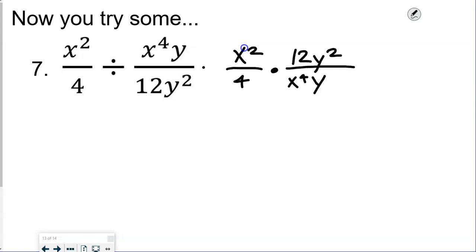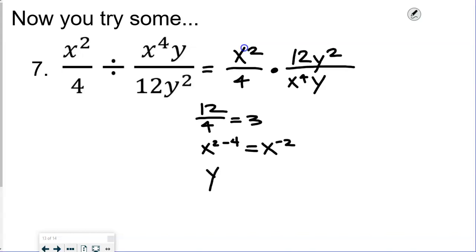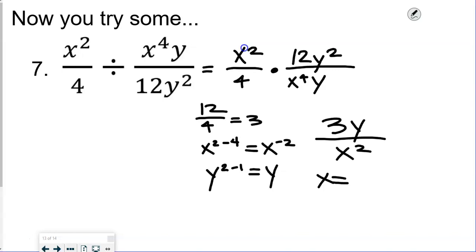When I do these, I like to do these by like terms. So I do the 12 over the 4. That's 3. Then I do x squared, and I subtract the 4 because it's in the denominator, so this is going to be x to the negative 2. And then I do my y squared minus 1, so this is y, right? So now we're going to put them all together. We got a 3 and a y that are going to go on top, and the x squared is going to go on the denominator, right? Again, if we were thinking about excluded values, it would be x cannot equal 0. And y cannot equal 0, because if either one of those were 0, it would make the whole denominator 0.